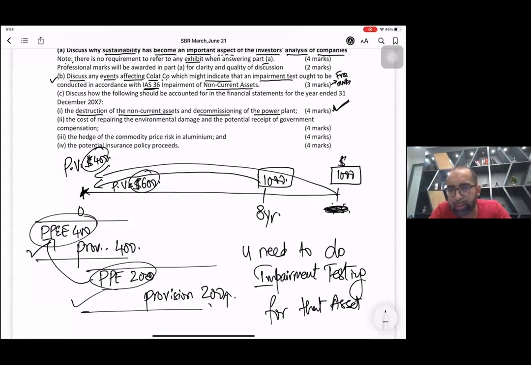And second, I discussed this decommissioning liability with the revision of useful life. Now just think for 1 or 2 minutes about all these things.